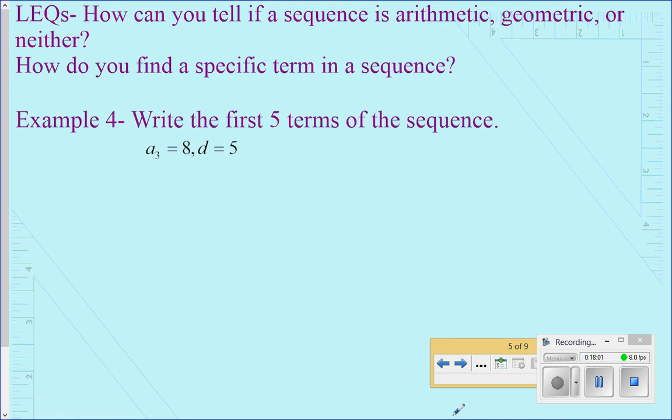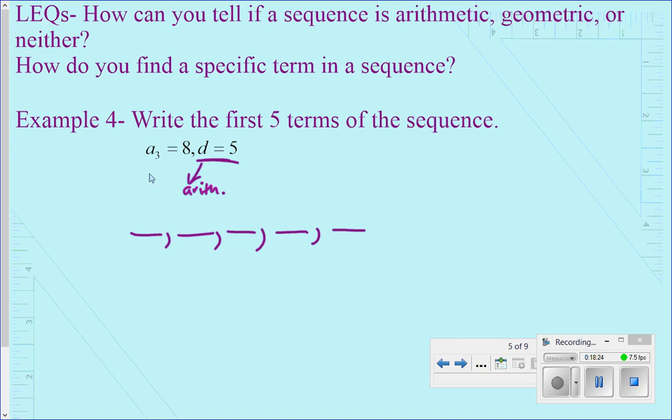So I'm supposed to write the first 5 terms of the sequence. Well, I don't know the first term. I do know, I see this here, I see d, so that tells me this is an arithmetic sequence. So the easiest way to do this one, when you're only asked to find a few terms, I think it's easiest just to write out those couple terms.